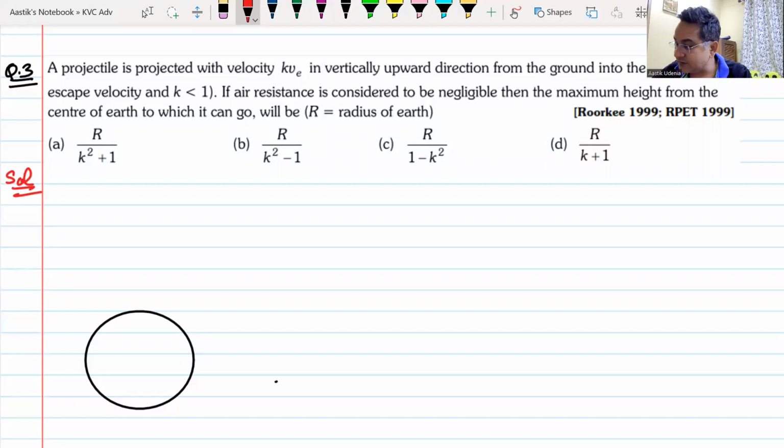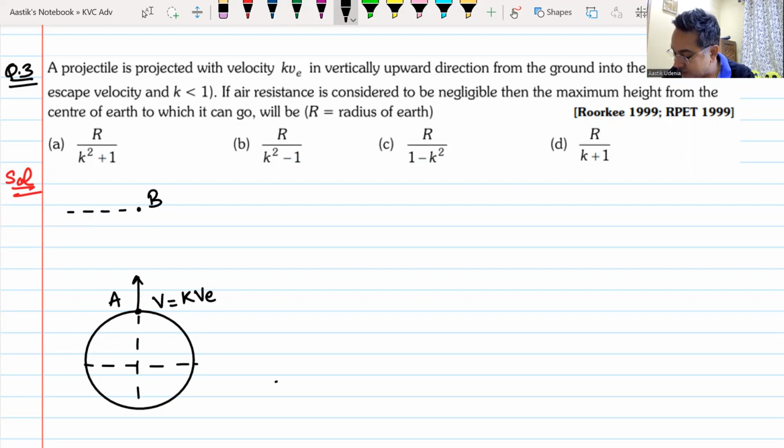How am I supposed to solve this? It is a pretty straightforward question. This is your planet and you project it from this point, point A. Your velocity of projection is k times Ve. So it will go up till a certain point. Let me call this point B and let me call the distance of this point from the center of Earth as small r. The radius of the Earth is given as capital R.